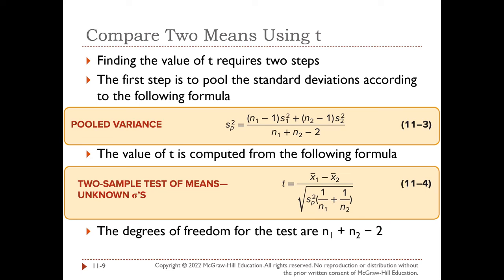So the pooled variance is going to take the sample size from our first one, minus 1, times s squared, our sample standard deviation. Then we're going to do the same thing with our second population. So we're going to add our sample size minus 1 times sample standard deviation squared, divided by our two sample sizes added together minus 2.